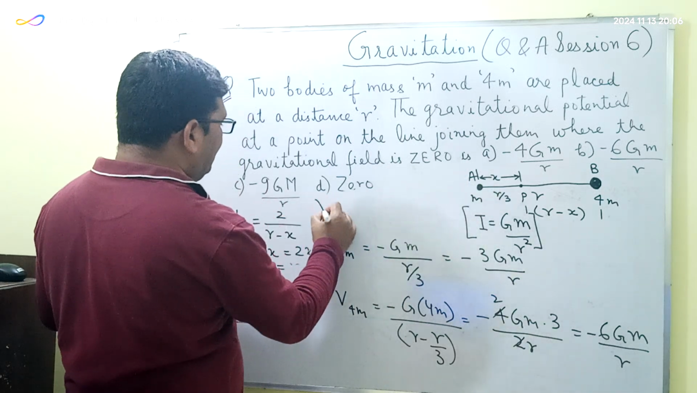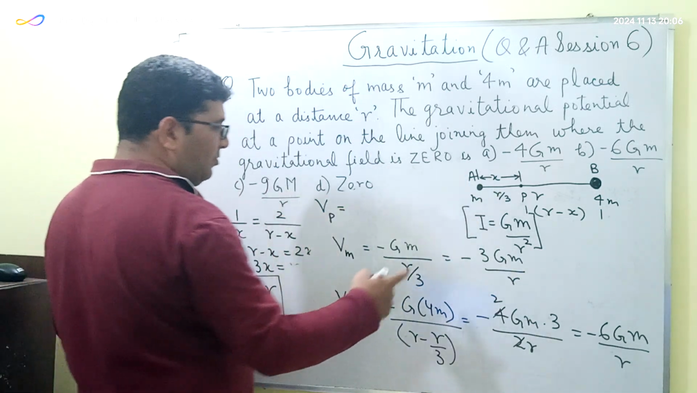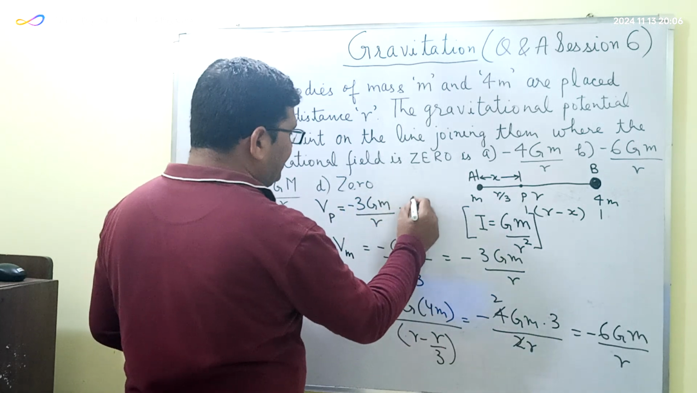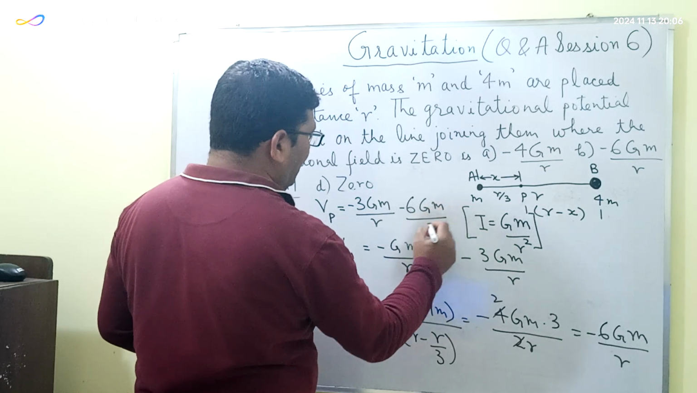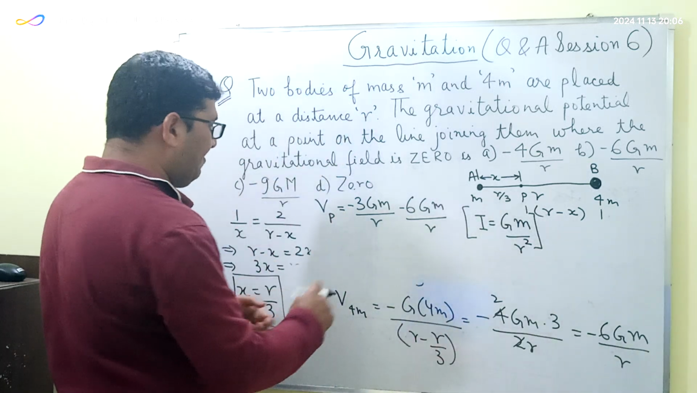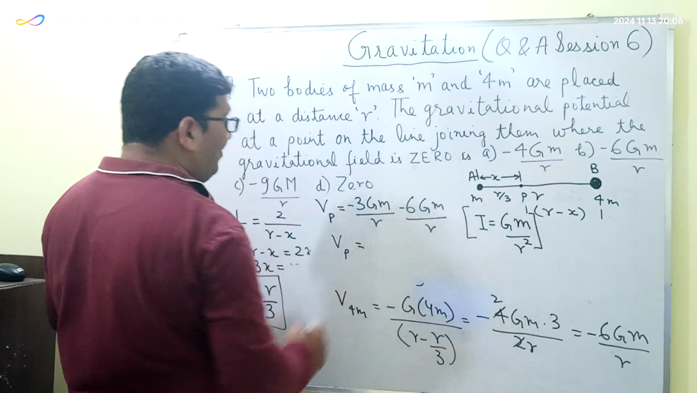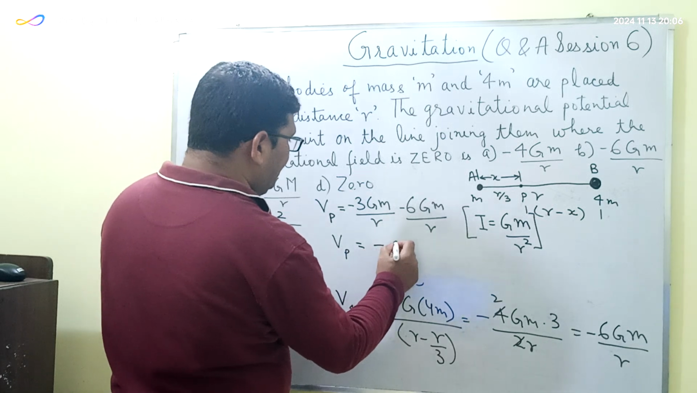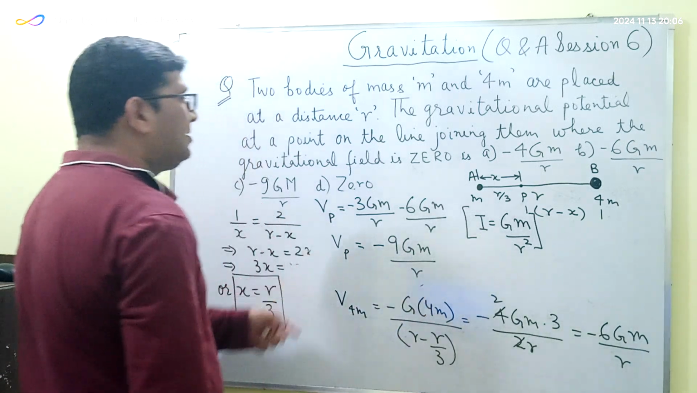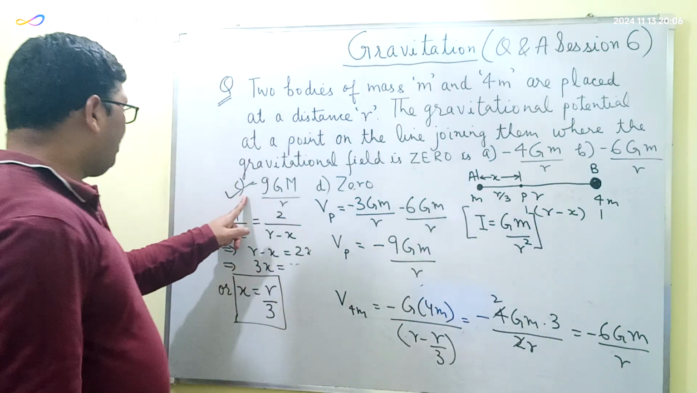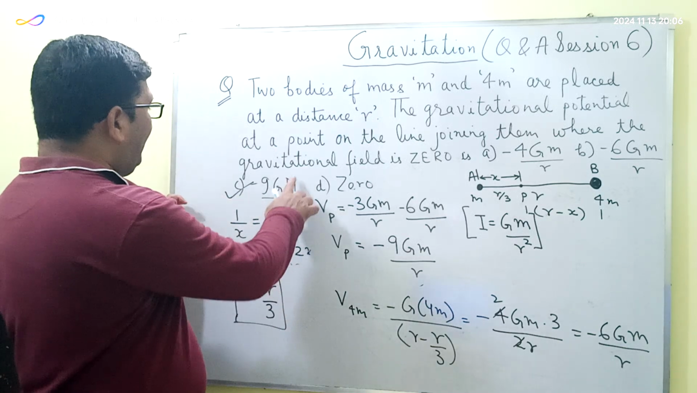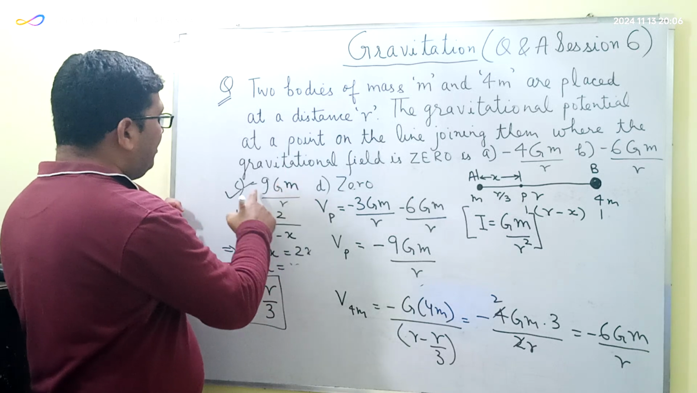The gravitational potential at the point P, say V_P, will be equal to minus 3 G m by r minus 6 G m by r. So we can say that the gravitational potential at the point P, where the gravitational field is 0, is equal to minus 9 G m by r. The correct option here is C, which is minus 9 G m by r.